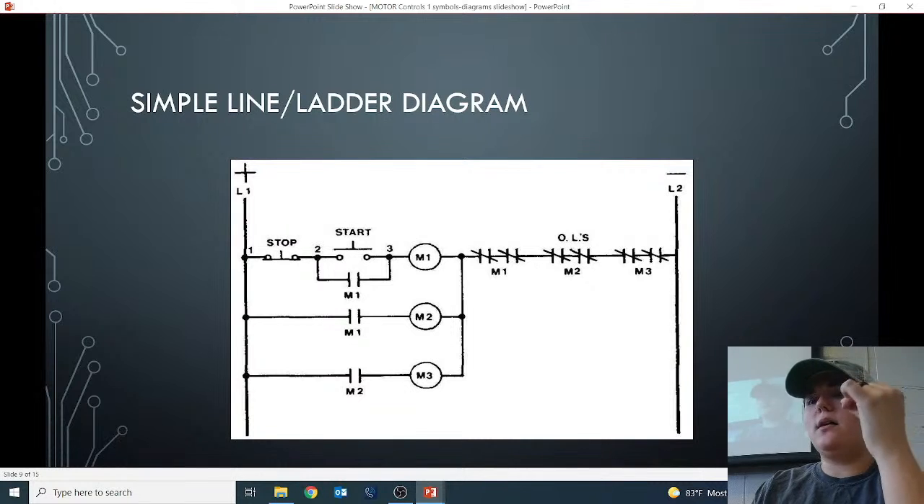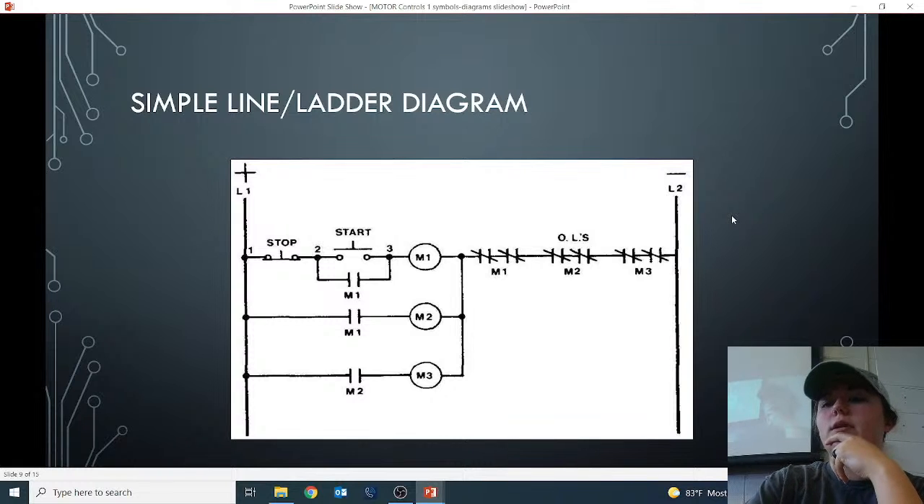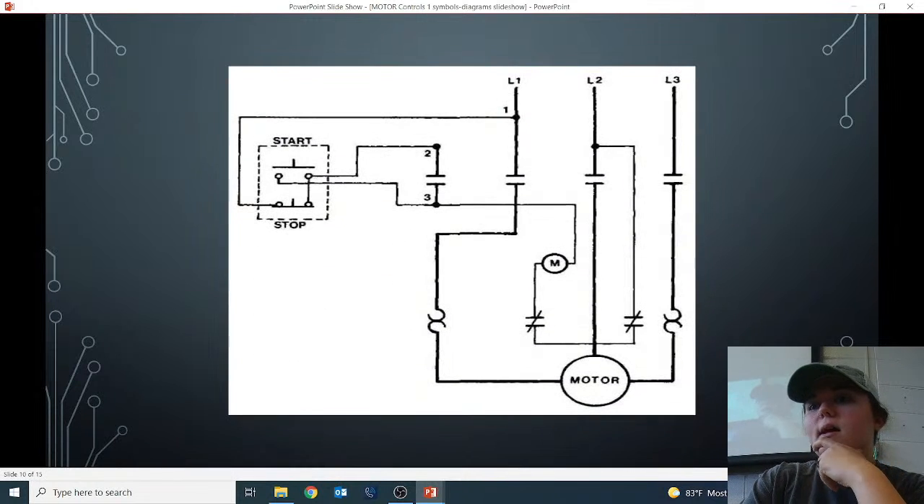So that's why overloads are always going to be normally closed. I mean, that's the whole point. They're closed until they're not, and then they open the circuit. So I just thought that was a good diagram to look at to give you an idea of what those would look like. And here's another one.